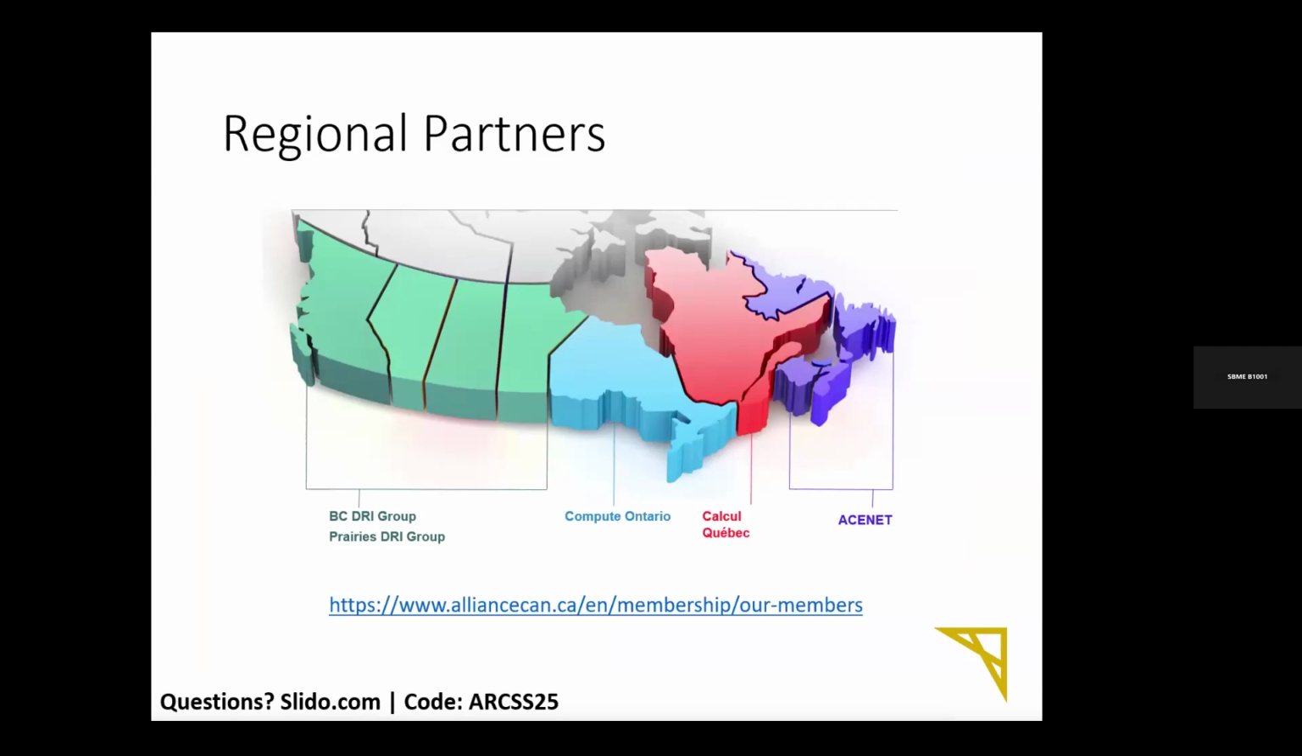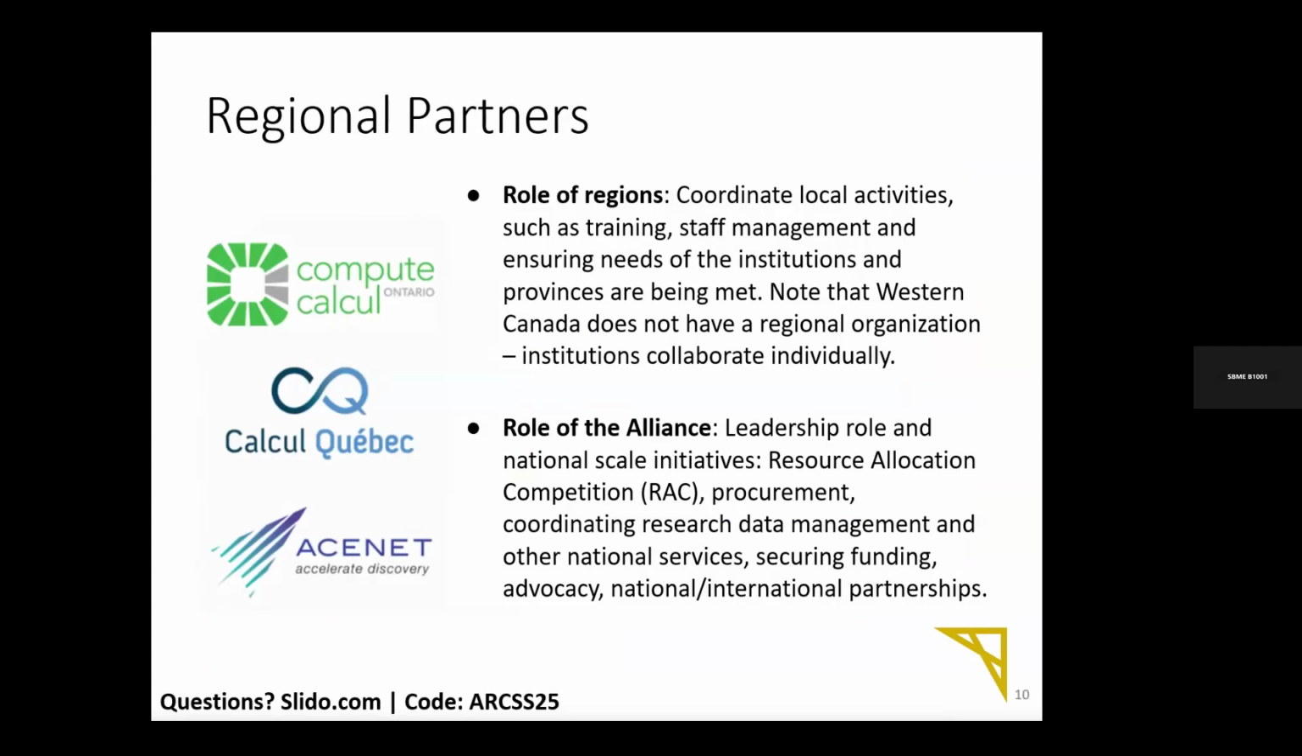As part of that, there are regional partners within Canada, including AceNet in the Atlantic provinces, Calcul Quebec, Compute Ontario, and also various groups within Western Canada. So what are the roles of these regional partners? They coordinate local activities such as training, staff management, and ensuring the needs of institutions and provinces are being met. They help facilitate training and help researchers get up to speed on certain technology to help them with their research.